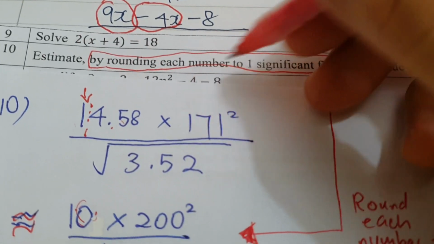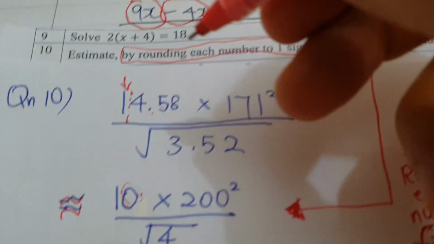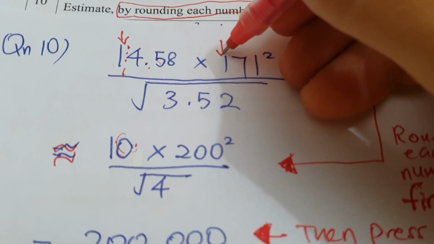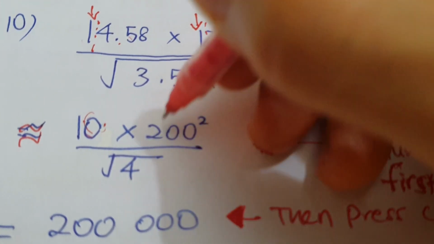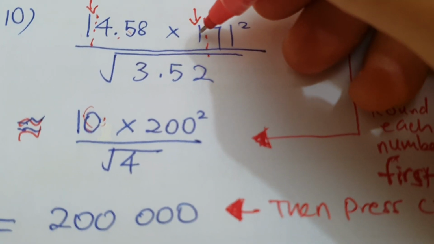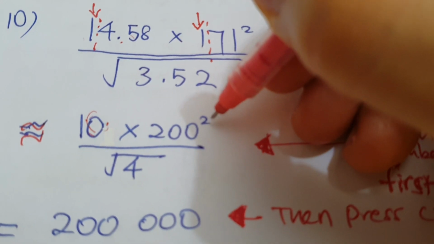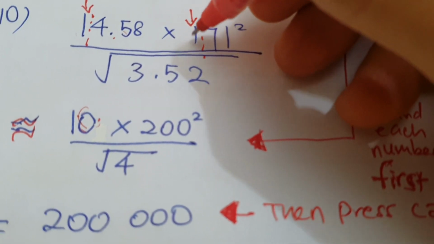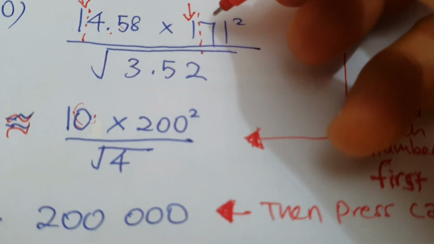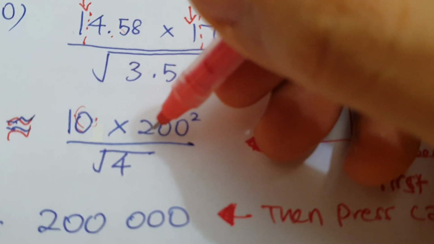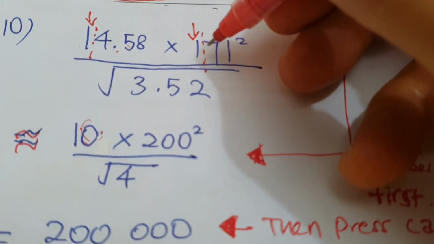Next, one significant figure. They want you to round each number to one significant figure, then you calculate this value. So one significant figure is this first number. You look to the right of this number, it is 5 or more, you round up, so it's 2. But you cannot write 2, because it's 171 squared. This square, no need to change anything. So you have to round up, so it's 2, then 0, 0. 200. You cannot write 2, you cannot write 2 squared. How can 100 plus round off to 2? Cannot. So remember this, a very common mistake.